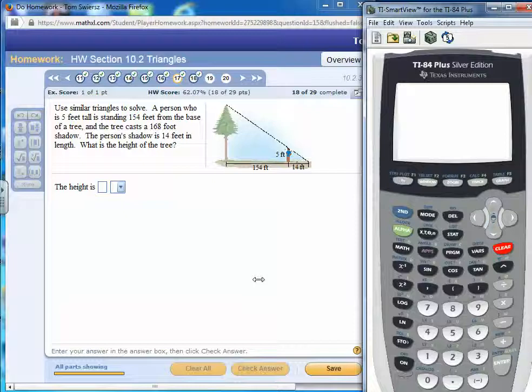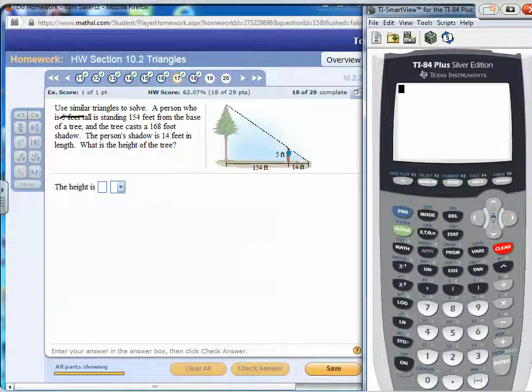Okay. Now we're going to go back to similar exercise, similar triangles. Okay, a person who is 5 feet tall is standing 154 feet from the base of a tree, and the tree casts a shadow of 168. The person's shadow is 14 feet.